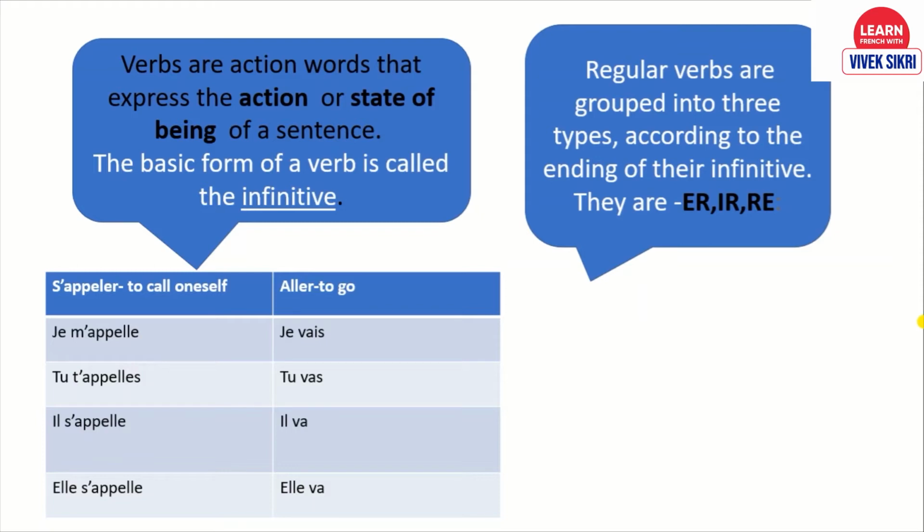To explain it, if you look at these two verbs which I have written, s'appeler, to call oneself, and aller, to go, both are ending with ER. So they are the ER group of verbs. If the verb is ending with IR, they are called IR group of verbs. If the verb is ending with RE, they are called RE group verbs. So the ending of their infinitive form always tells us which group of verb it is.